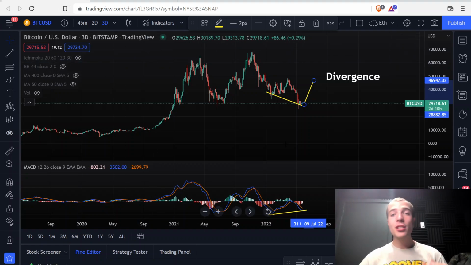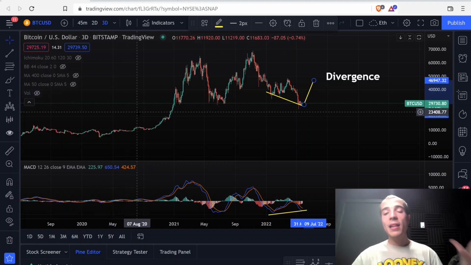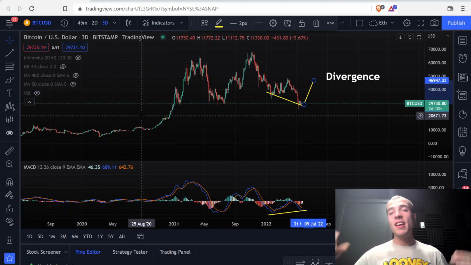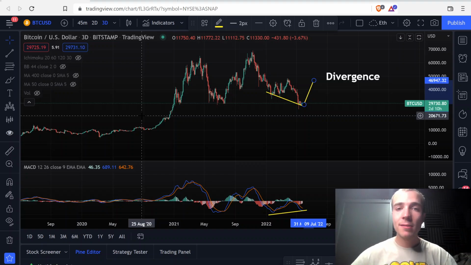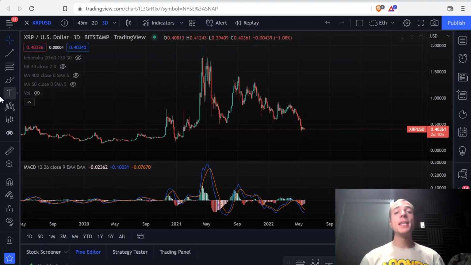So paying attention to that divergence is extremely powerful, you guys, especially in the cryptocurrency markets. If you want to start making money in these markets, you're going to want to learn about the Elliott waves, the market cycles, and of course, divergence. But it's not only Bitcoin showing potential bullish divergence in this market.